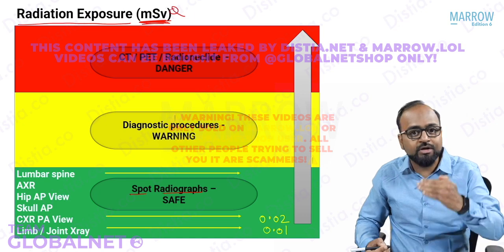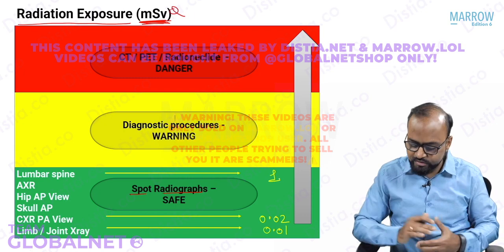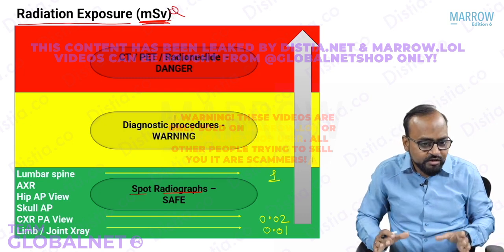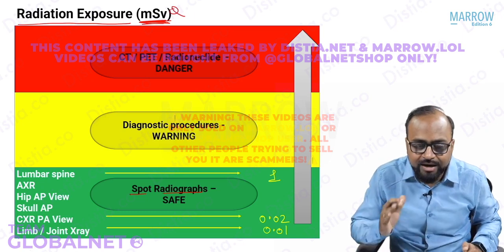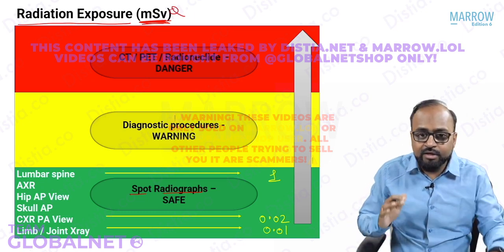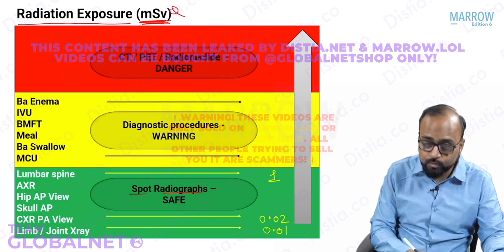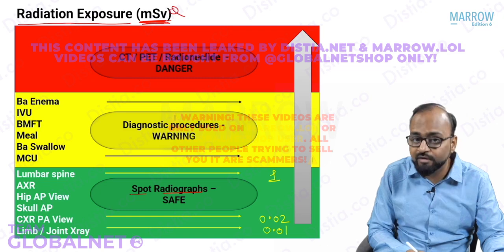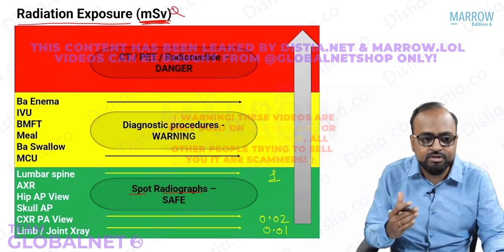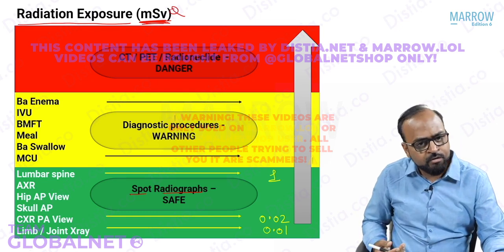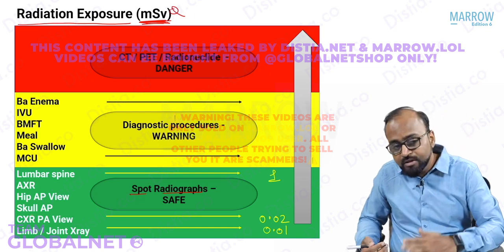And then we come to lumbar spine. Highest among spot radiographs is what? It is lumbar spine. Its exposure is around 1 millisieverts. So what have we studied? Green zone, limb X-ray, joint X-ray 0.01, chest X-ray PA view 0.02, and lumbar spine 1. Now in diagnostic procedures, look at the various diagnostic procedures: MCU, barium swallow, barium meal follow through, intravenous urography, pyelography, the example that we use to understand what are diagnostic procedures, and barium enema. Now in this, just remember the exposure values for minimum and maximum.